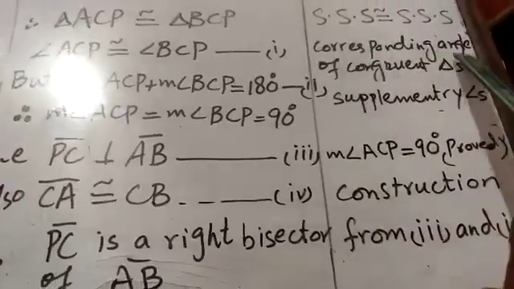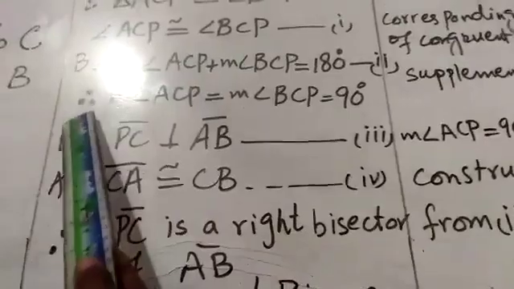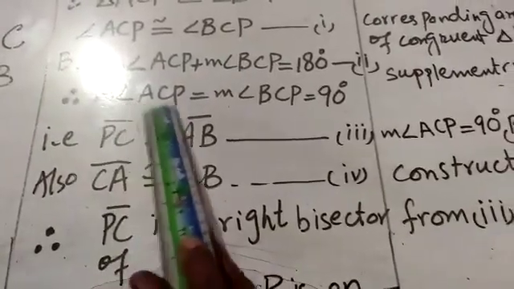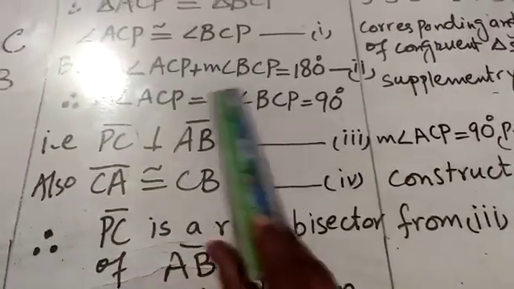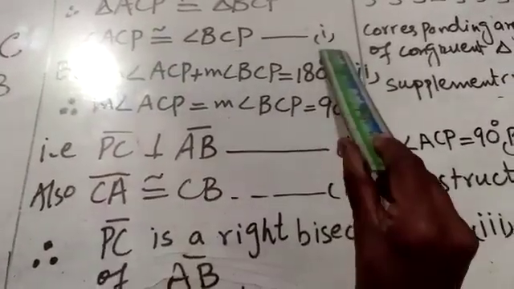The reason: corresponding angles of congruent triangles. Hence, angle ACP will be congruent to... sorry, but this is equation number 1.